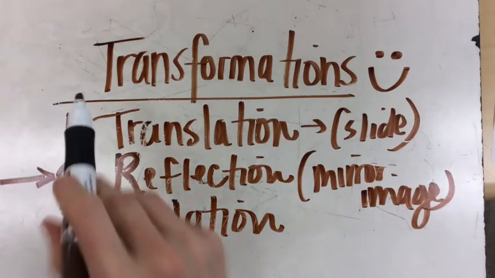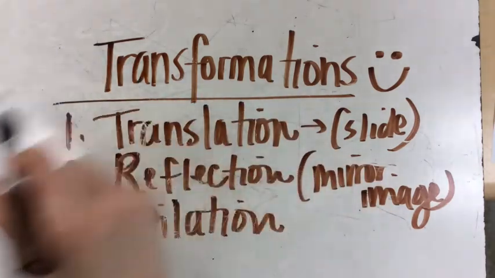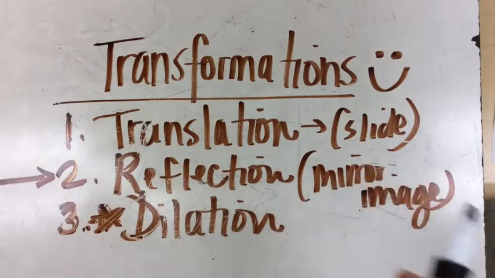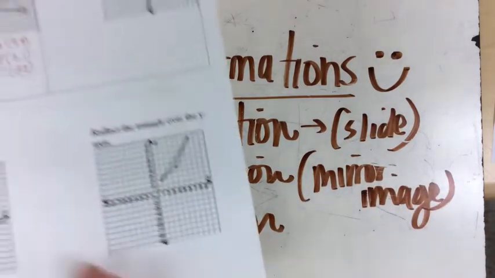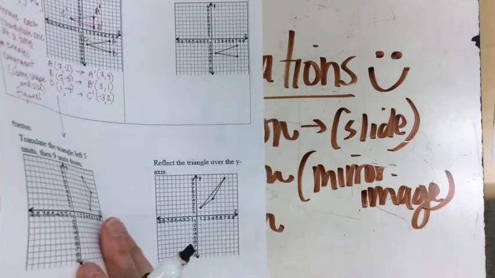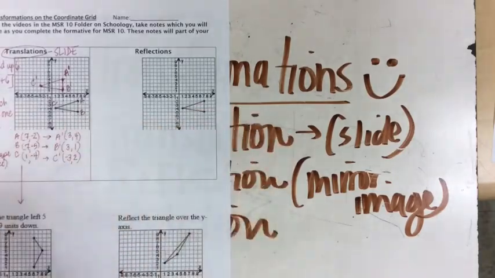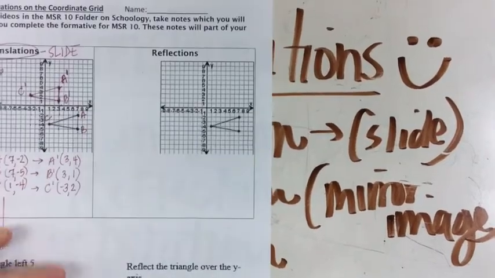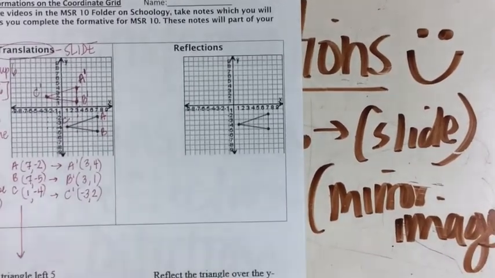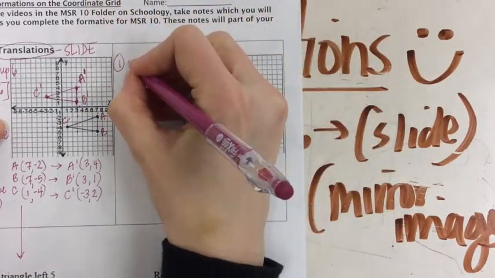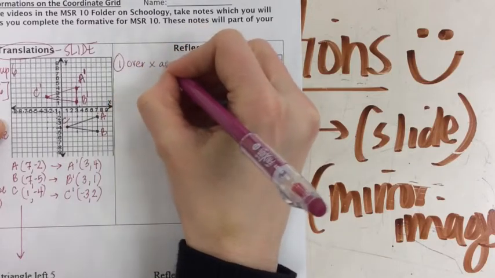Hey folks, we are looking at transformations, and specifically in this video we are going to look at reflections, which are a mirror image. So take out your MSR 10 sheet if you don't have that out already. And what we're going to do is start by looking at this right here. We're going to make two reflections. The first reflection that we're going to do is reflect it over the x-axis. We're going to do two different ones, but in this case we're going to reflect over the x-axis.